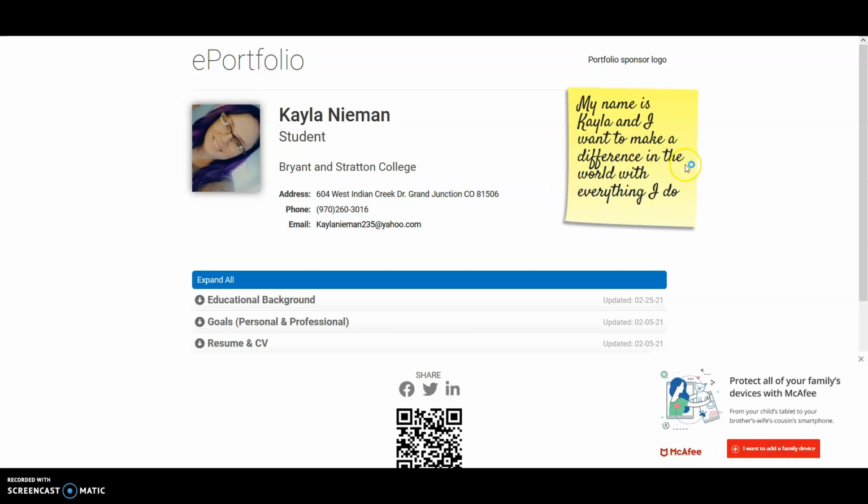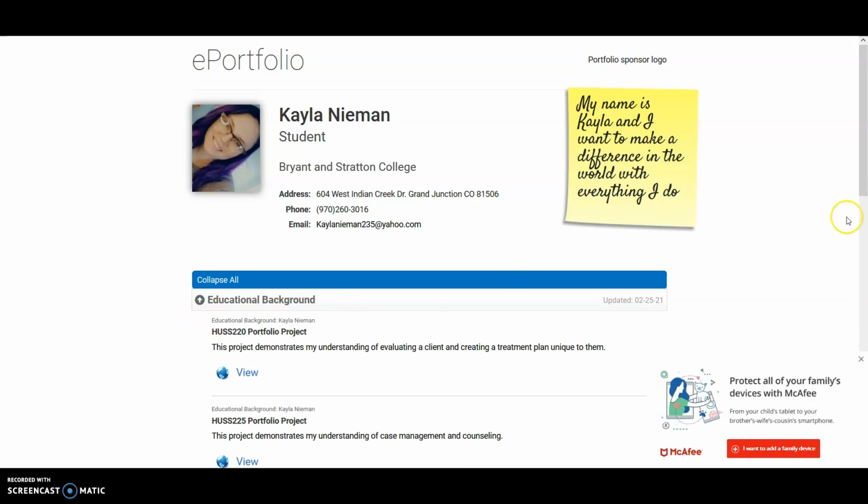And it's got over here my summary, and it says my name is Kayla and I want to make a difference in the world with everything that I do. This is my life goal, and that's what I stated here. Down here I have my active modules. I have my goals. So this is my professional and personal goals. I have my current resume and cover letter. And I have my educational background.